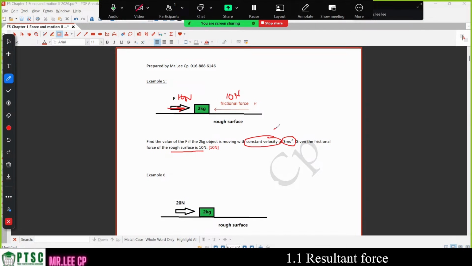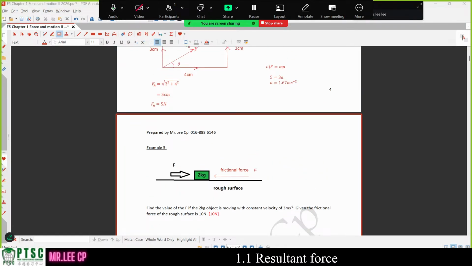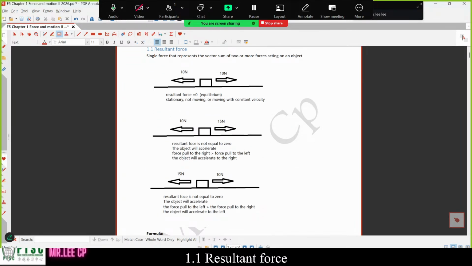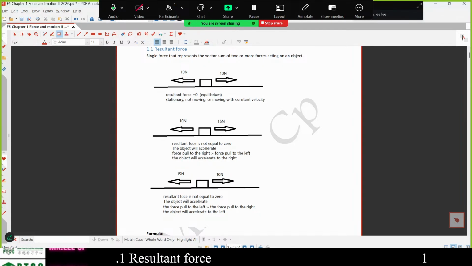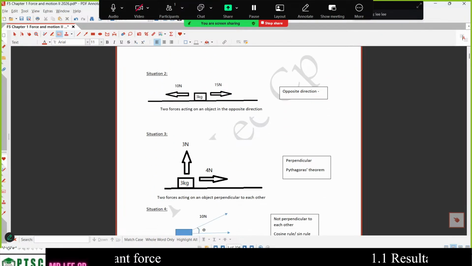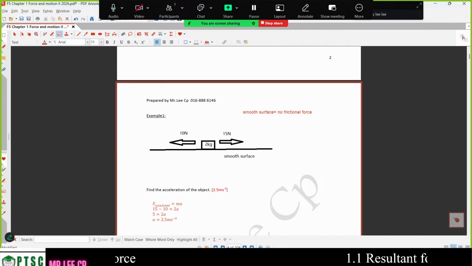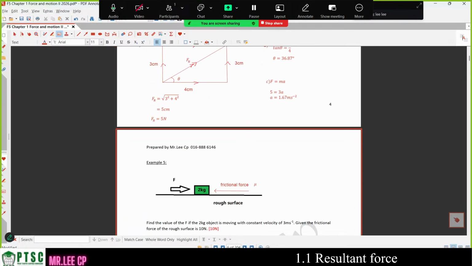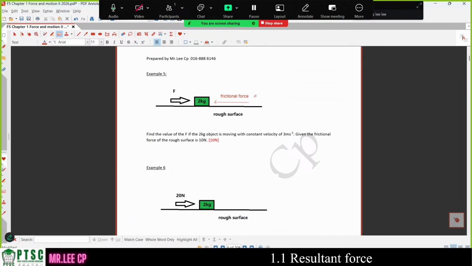When you see constant velocity, what is constant velocity? Constant velocity means equilibrium. We go back to what we learned just now. Equilibrium means left and right will be the same. So for this kind of question you have no need to calculate, you can also just write the answer. Now the friction is 10 here, so this one is 10, this one is 10. So F is going to be 10.